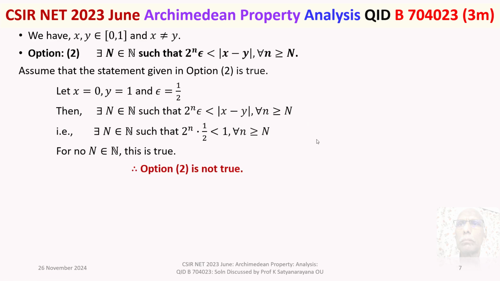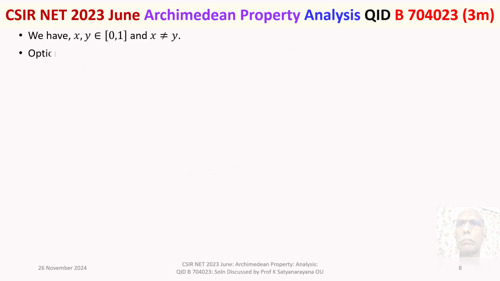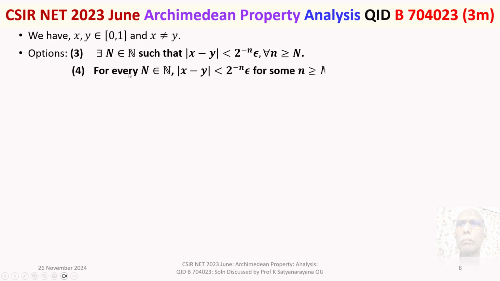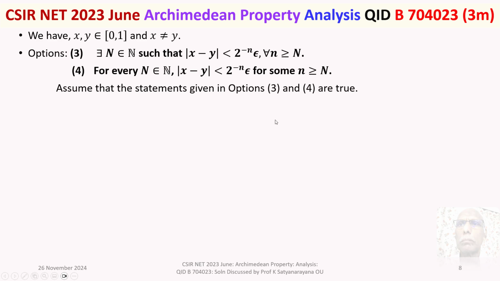Now, we will move to options 3 and 4. Option 3: there exists a natural number capital N such that mod of x minus y is less than 2 power minus n, small n, epsilon, for all small n greater than or equal to capital N. Option 4: for every natural number n, mod of x minus y is less than 2 power minus n epsilon for some n greater than or equal to capital N. Anyway, assume that both the statements are true.